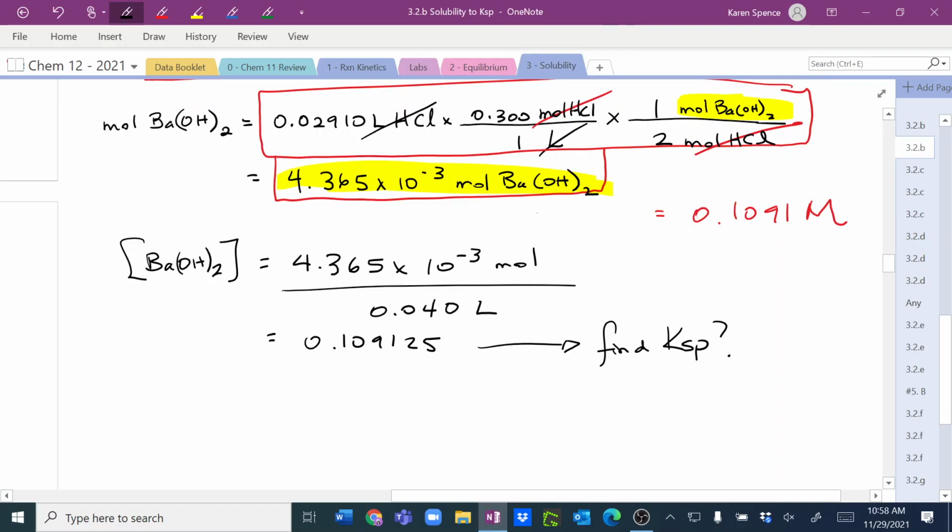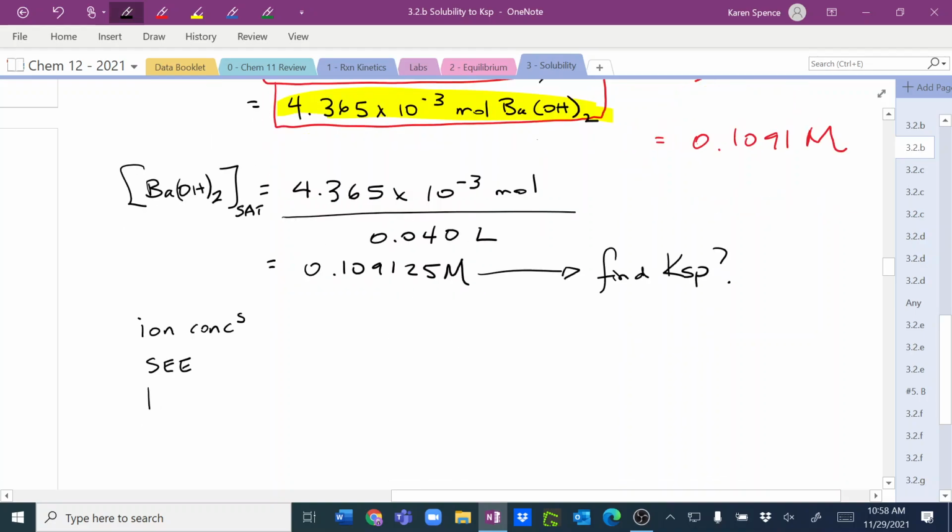To find KSP if you have the concentration of a saturated solution, you find the ion concentrations, you write the solubility equilibrium equation, and you write the KSP. Okay, when in doubt, these three things apply to most situations involving a KSP. Not all of them, not all the time. Sometimes there's little differences, but most of the time those three things will get you somewhere near where you want to go. So in terms of our ion concentrations, what is the concentration of barium?